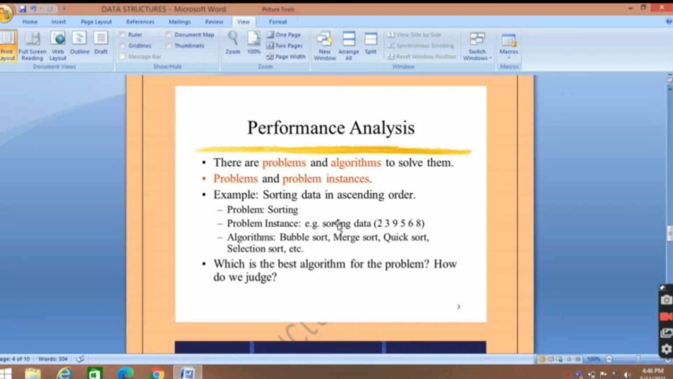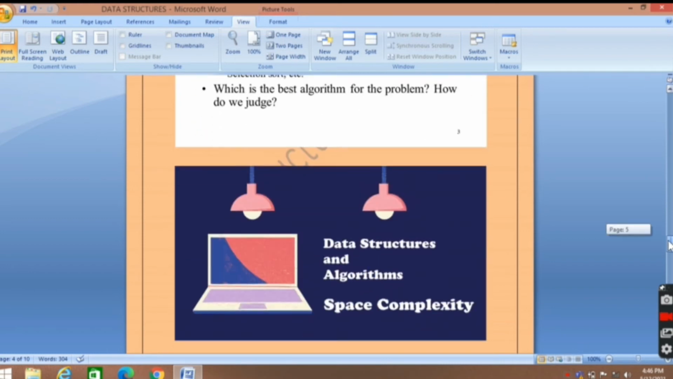See, we know that there are 4 different types of sortings. Among them we should select the one which is easy, which takes less time, and which is easier to implement. So according to these categories we will select the sorting type. So here, see which is the best algorithm for the problem. How do we judge? Based on the performance analysis, we will judge the algorithm.